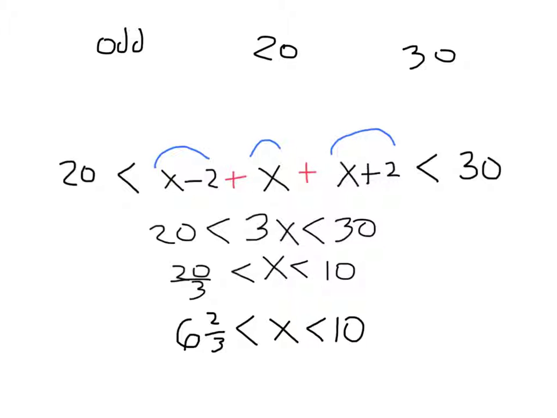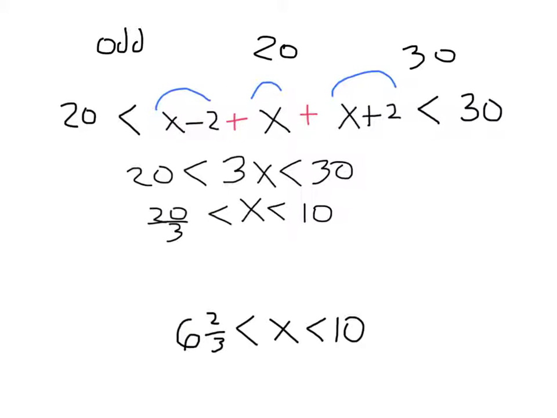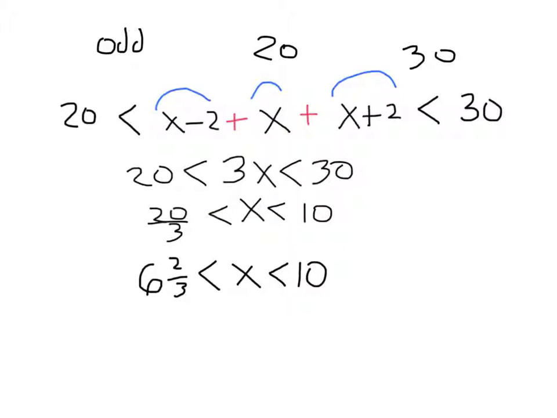Okay. Obviously, it's a good idea to convert this thing to a mixed number because it makes it easier to graph on a number line. Because honestly, who knows off the bat what 20 over 3 is on a number line? That's weird. Alright, so we have 6 and 2/3 is less than x, and x is less than 10.